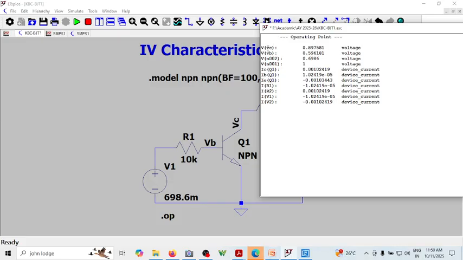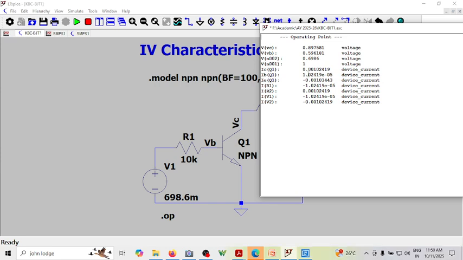Can you see what the voltage at the collector is? It is 0.89, which is far more than 0.2 volts. So the BJT is operating in the active region. So if you find the ratio of this and this, that is IC by IB, it will be 100. It will be 100.